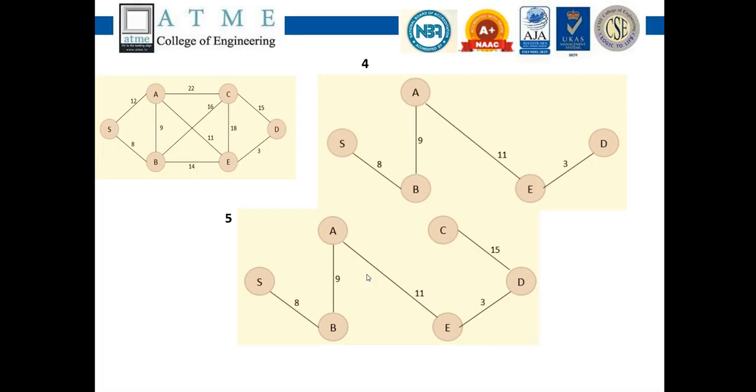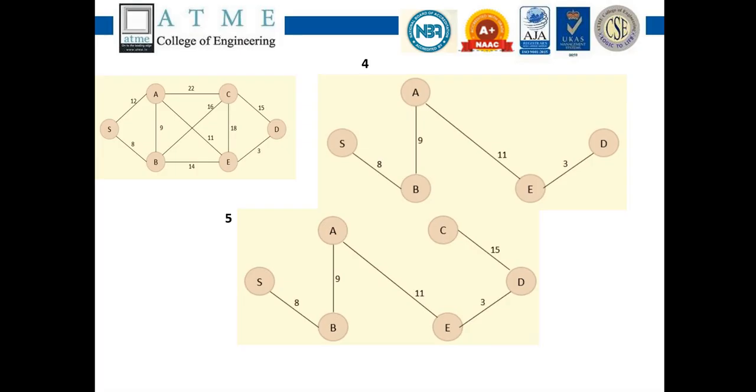Kindly check whether the condition for a spanning tree is satisfied. What is a spanning tree? All the nodes should be present. How many nodes do we have in the actual graph? This is my actual graph. How many nodes do we have? 1, 2, 3, 4, 5, 6. All the nodes are present here. Yes, A, B, C, D, E, all the nodes are present.